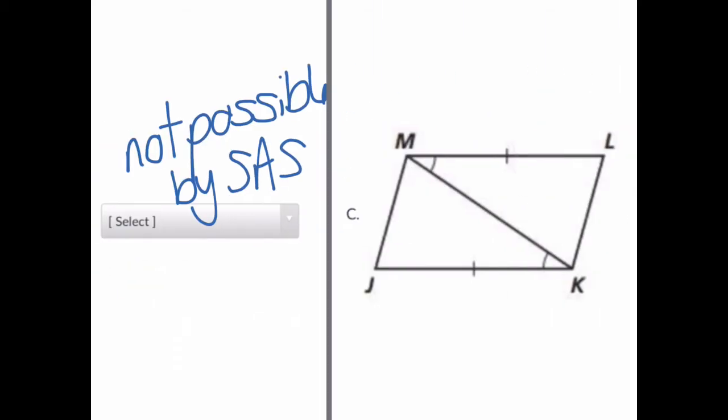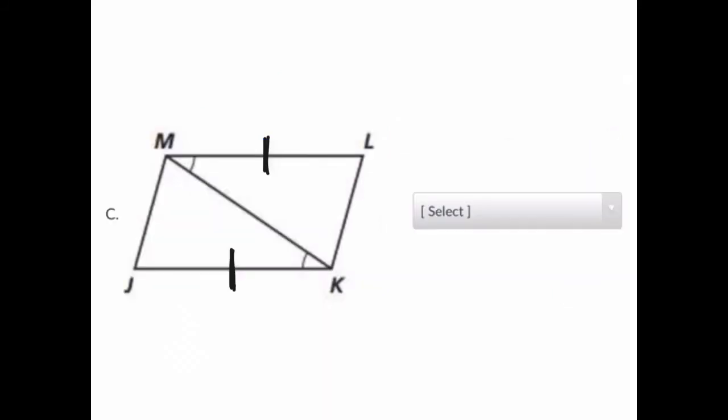Here's another option here. They've given us one side here. They've given us an angle here and here. So for side angle side, we would need the side next to it. So we'd start here with this side, go to this angle. We would need this side right here. Start on this side, go to this angle. We would need this side right there. And MK is congruent to MK because of reflexive. So yes, this can be proven by side angle side.